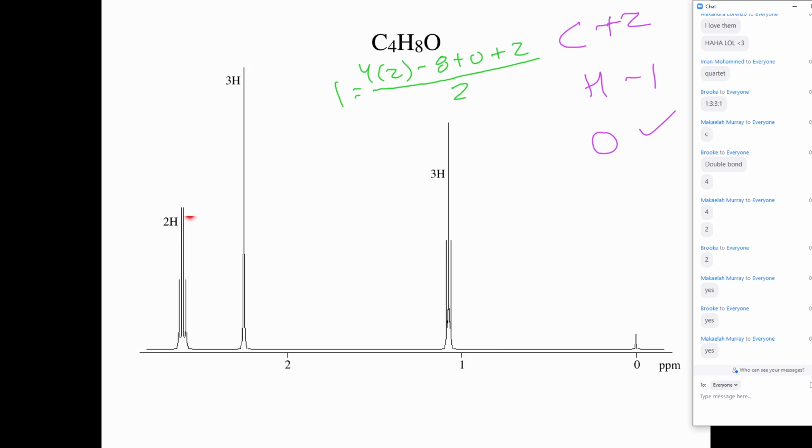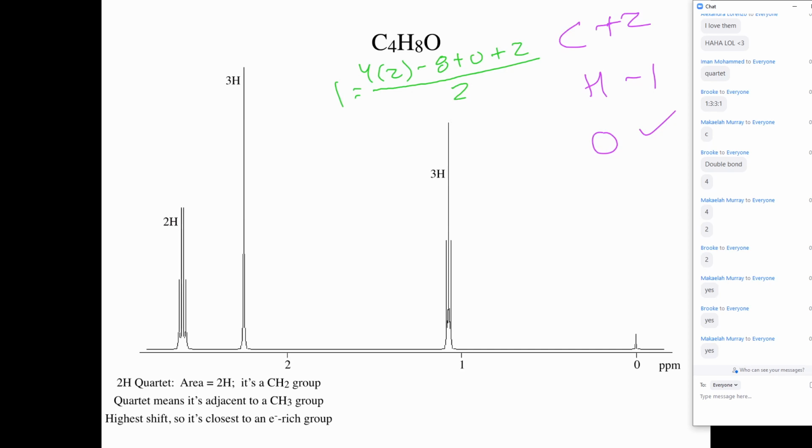So how many agree I have a CH2, a CH3, and a CH3 from the integration? They gave me that. So this is a 2H quartet, which means area is 2H, so it is a CH2 group. Quartet tells me what it's next to, what it's smelling, its neighbor. 1, 2, 3, 4 peaks. 4 minus 1 means it's next to a CH3. And the shift, pretty close to the electron-withdrawing group because it's the furthest downfield. It's next to a carbonyl.